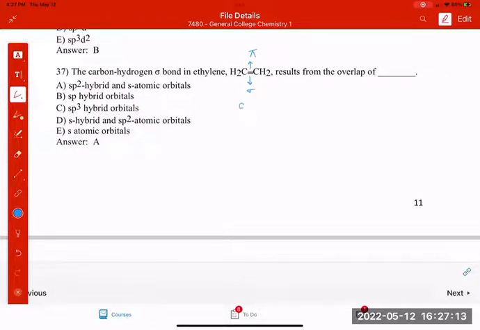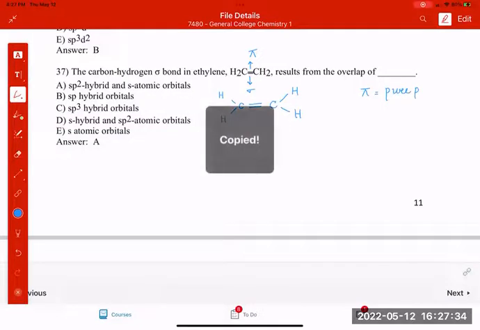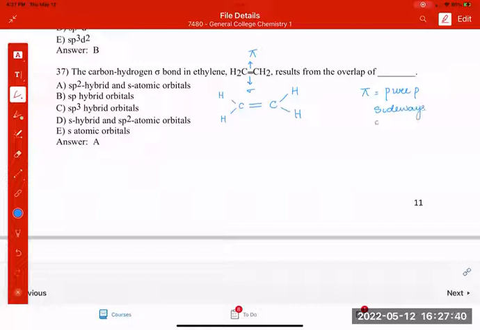So let's write this down a little bit differently here. CH2 looks like this, double bond, carbon, and CH2 is here. So now look at the electrons. First remember that pi bonds are made by the pure p orbitals, and they are made by the sideways overlap.